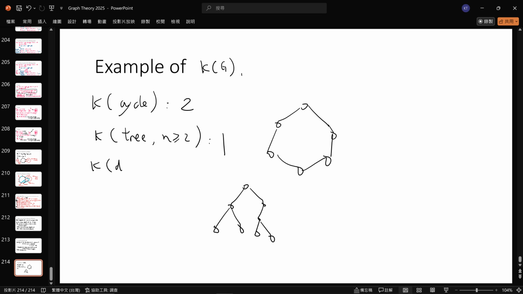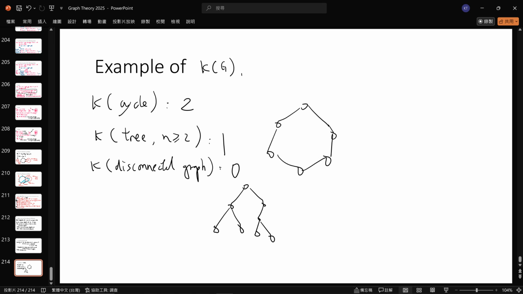How about a disconnected graph? According to our definition, what is the smallest number of vertices you need to remove to disconnect the graph, if the graph is already disconnected? You don't need to remove anything, right? So 0. The connectivity of a disconnected graph is 0.